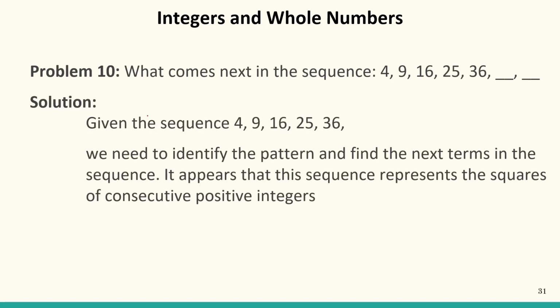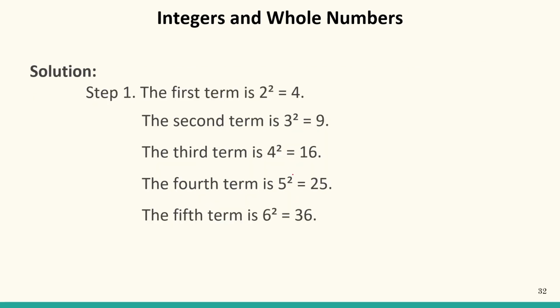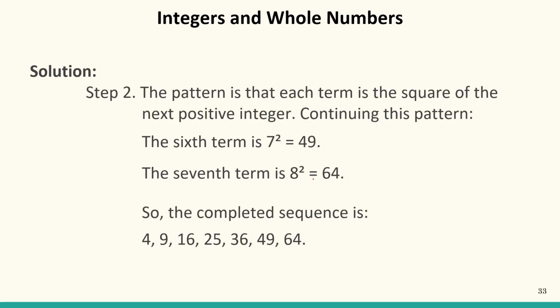Let's see the step-by-step solution. Given the sequence 4, 9, 16, 25, 36, we need to identify the pattern and the next terms in the sequence. It appears that this sequence represents the squares of consecutive positive numbers. The first term is what? 2 square is equal to 4, 3 square is equal to 9, 4 square is equal to 16, 5 square is equal to 25, 6 square is equal to 36. So the pattern is that each term is the square of the next positive integer.